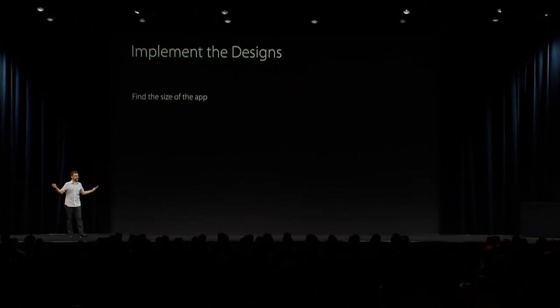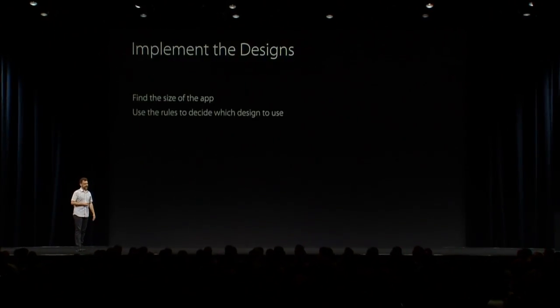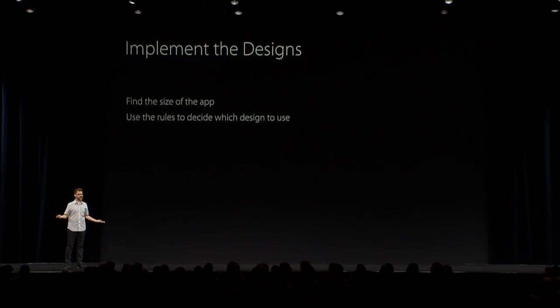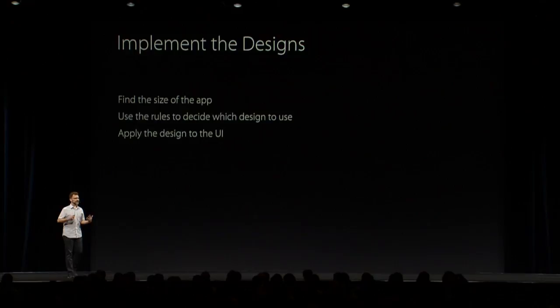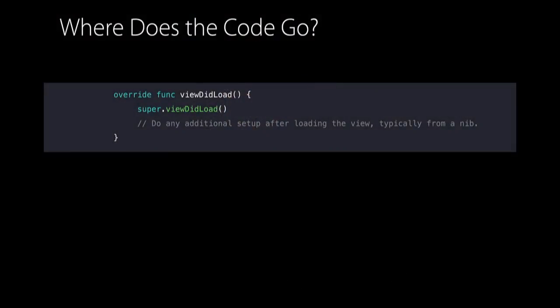I'll need to find the size of the app. I'll need to use those rules to decide what design to use. And then last, I'll apply that design to the UI, so change the views of my UI to make them match. Now, where should I put this code? If I make a new template in Xcode, or a new view controller, it gives me this template with a viewDidLoad method, and it says, do any additional setup here. So that's where I should put it, right? Fortunately, it's not that simple.